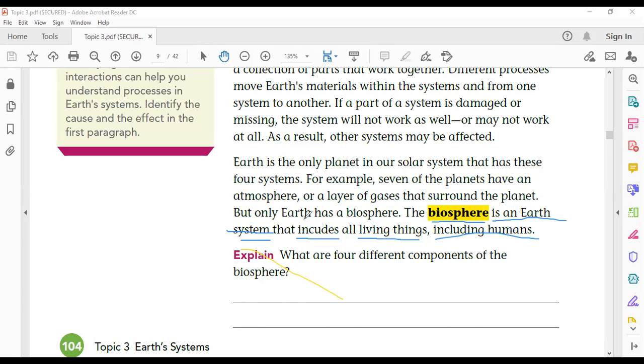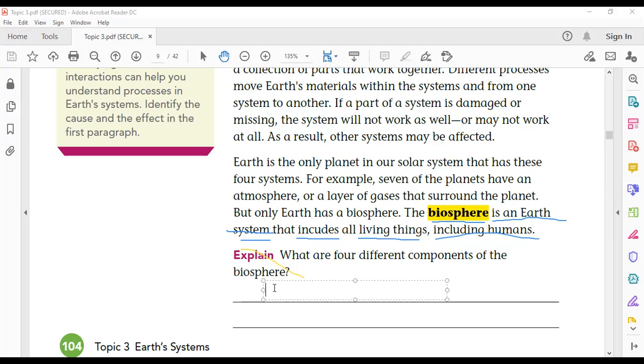Let's do this exercise, please. Listen to me. What are 4 different components of the biosphere? What are the components of the biosphere? Who can tell me? Did we solve this question? No. Okay. Who's talking? You can answer. What are the components of the biosphere?